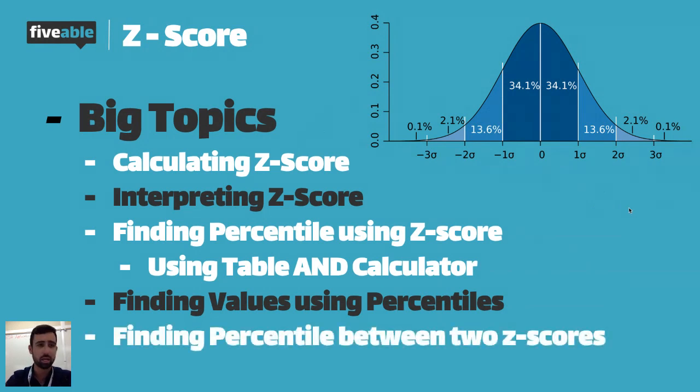And then finding percentile between 2 scores. So a lot of the time on the AP exam, they're going to ask you, hey, what percentage of the data falls in between these 2 numbers? So we got to make sure we know how to do that. I just had a bunch of students come in today and ask about it. All right, let's dive into it.